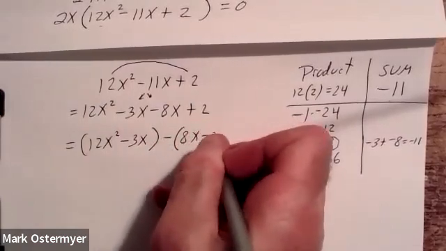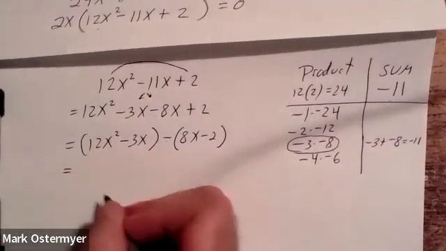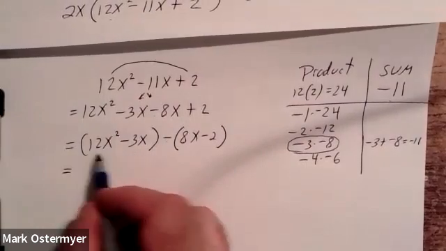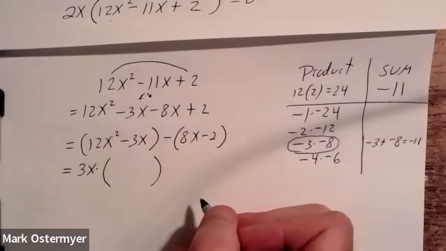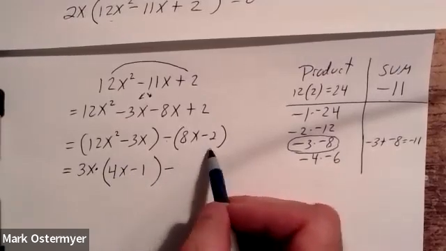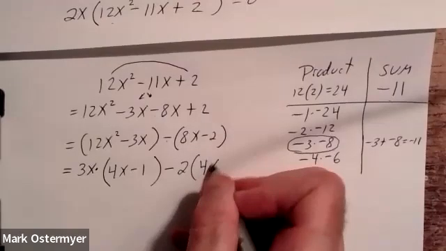Got to adjust the sign of the last term because we got that minus sign in front of the third term. Don't forget that. What can I factor out of the first two terms? 3x. Times, what do I leave behind? 4x minus 1. Good. What can I factor out of the last two terms, hoping to leave this behind? 2, and I leave behind 4x minus 1.